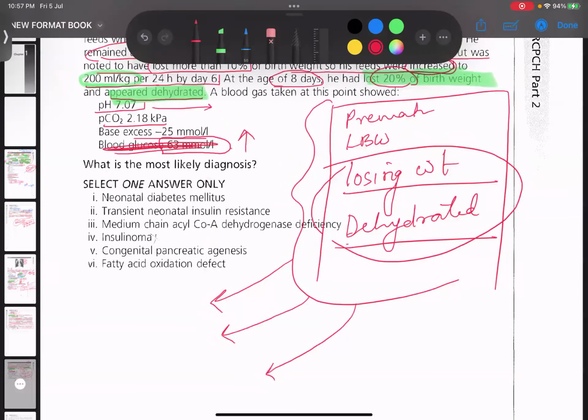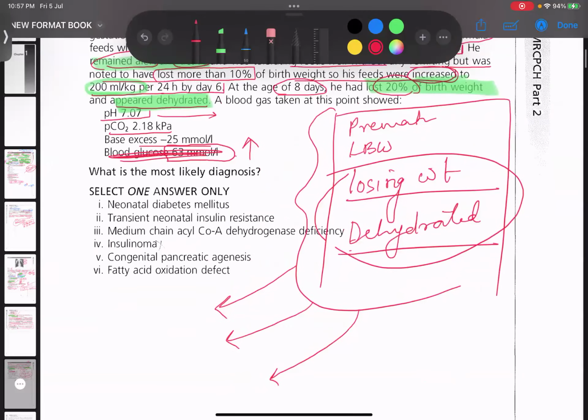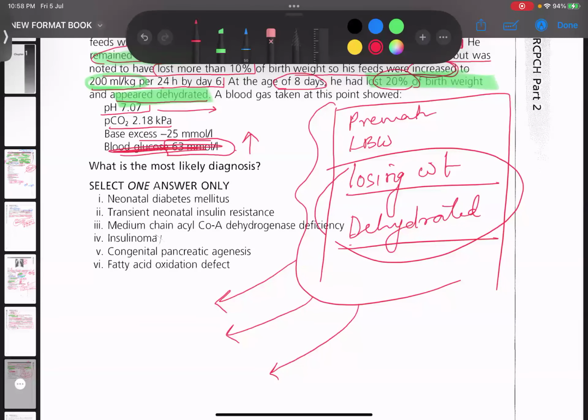Because of losing weight, but they said the child remained alert and active. Can we consider sepsis then? Because there is only dehydration. Then look into inborn error of metabolism because of severe metabolic acidosis. Yes, because the findings are there, severe metabolic acidosis, so we can consider any kind of inborn error of metabolic disorder. What are the other differentials we can think of? Can we consider renal disease? Bartter syndrome? Can we? There is one point given here which is going against Bartter.